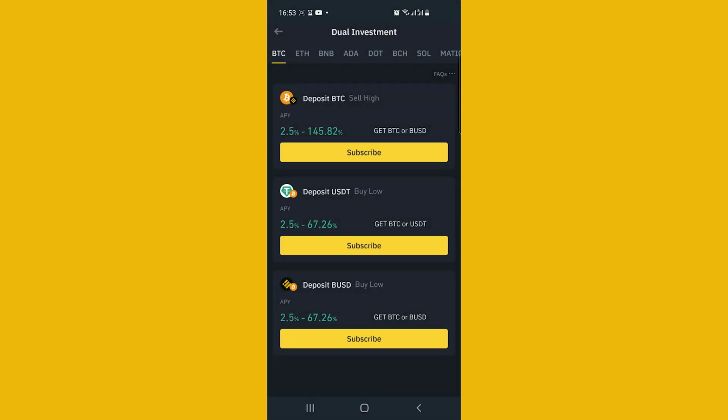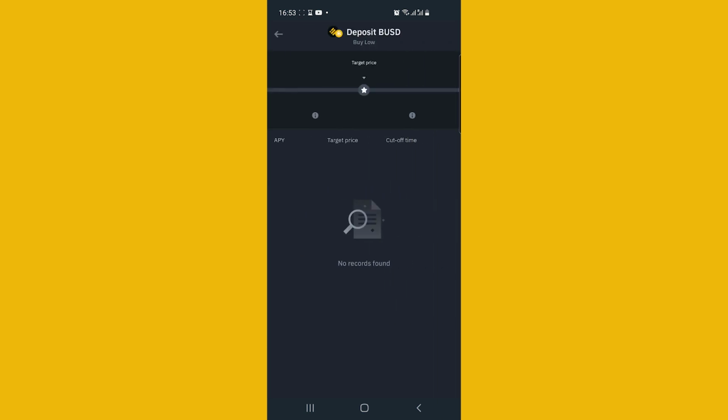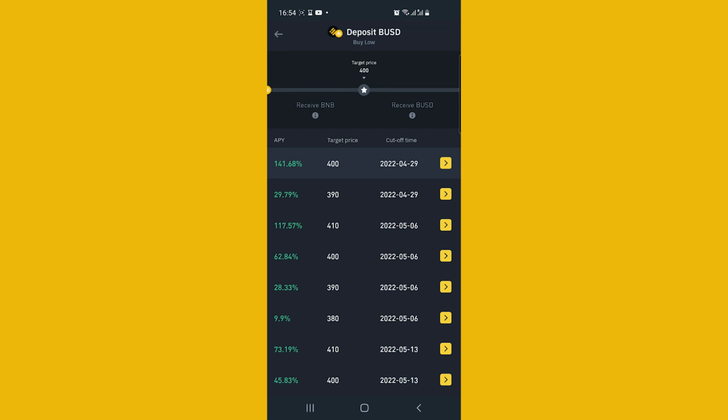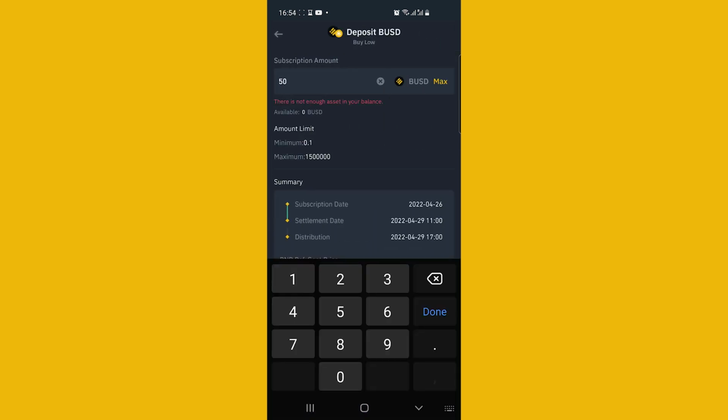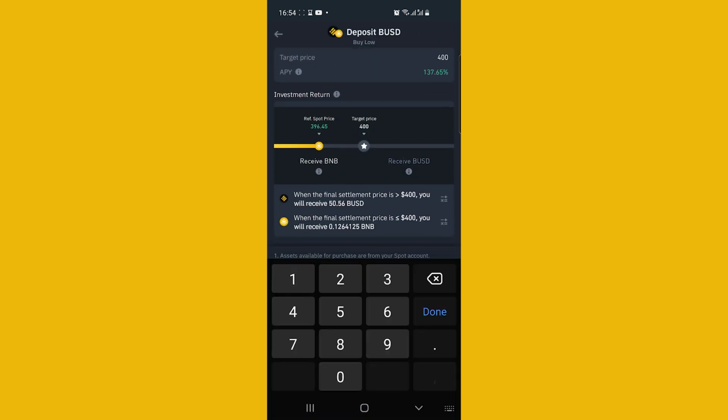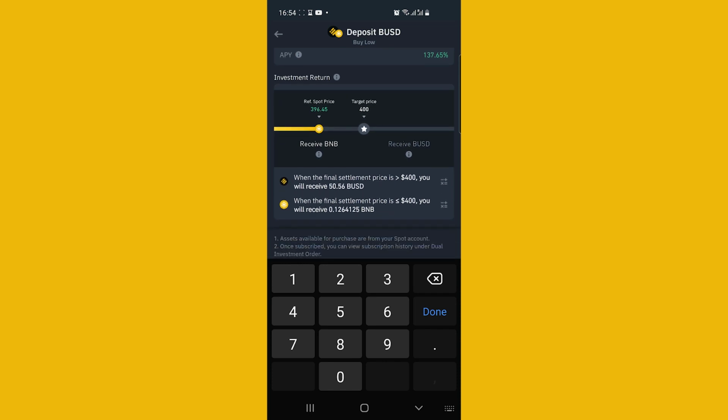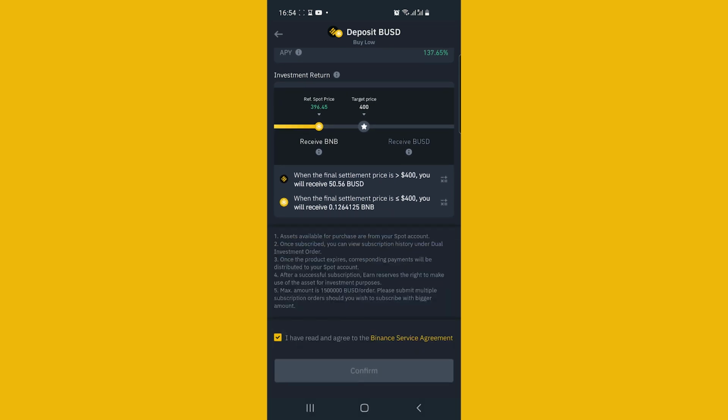After you've selected Dual Investment, select a crypto you want to sell high or buy low. Then identify your desired price and date, enter the subscription amount, and then you can check your investment return. Once you've done that, complete the subscription, then sit back and enjoy your high interest yields.